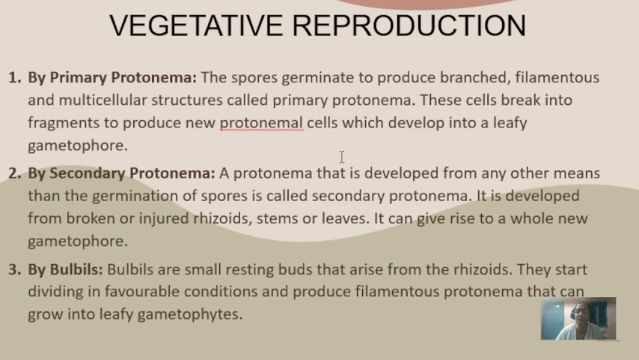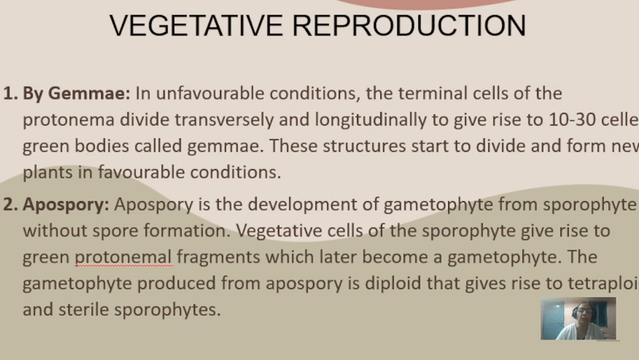The secondary protonema is developed from the broken or injured rhizoids, stems or leaves and gives rise to a whole new gametophyte. Bulbils are the resting bodies that arise from the rhizoids, and in favorable conditions they divide and produce the filamentous protonema which grows into a leafy gametophyte. The fourth type of method is known as the gemmae.